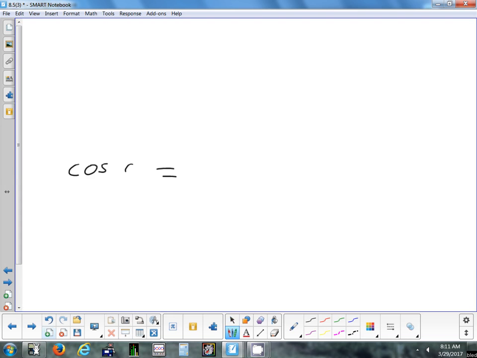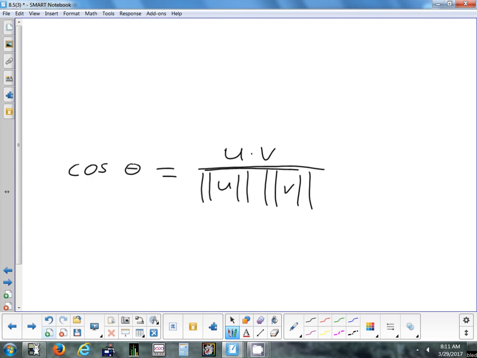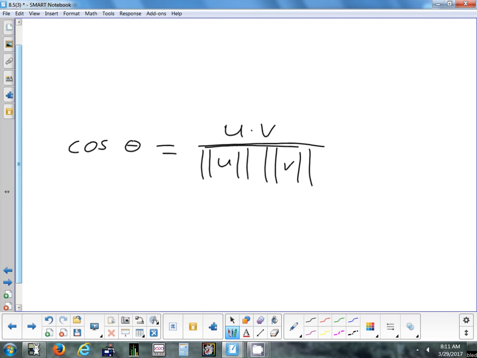Cosine of theta. Can you be more specific? U dot v. Yeah, u dot v, and then the magnitude of u times the magnitude of v. So if they're going to come out perpendicular, you're going to have something like this. The angle would have to be 90, and then you would have the dot product over the product of the magnitudes.